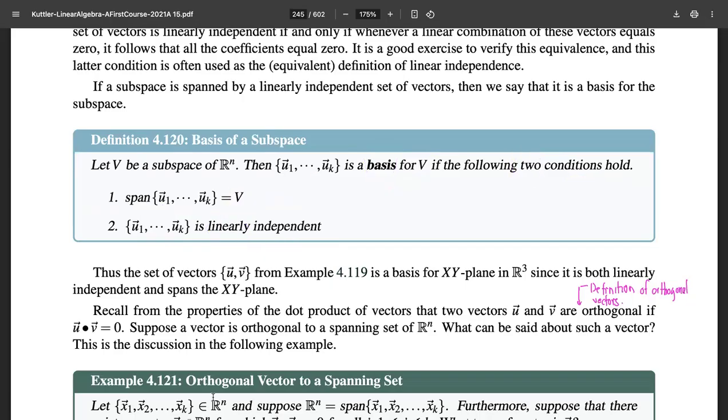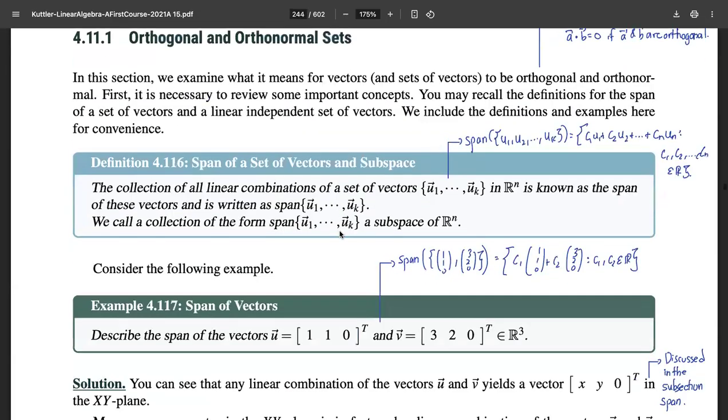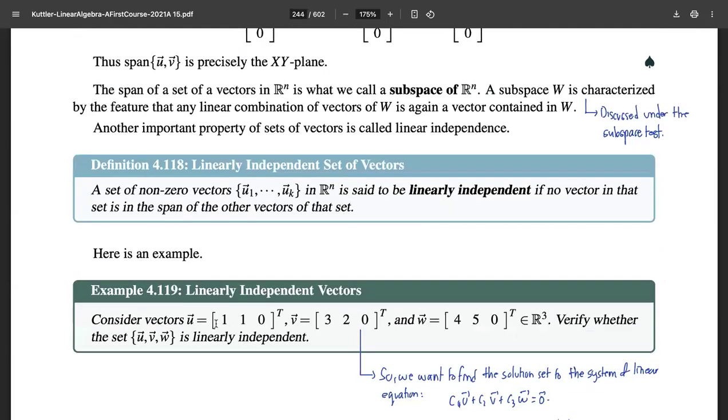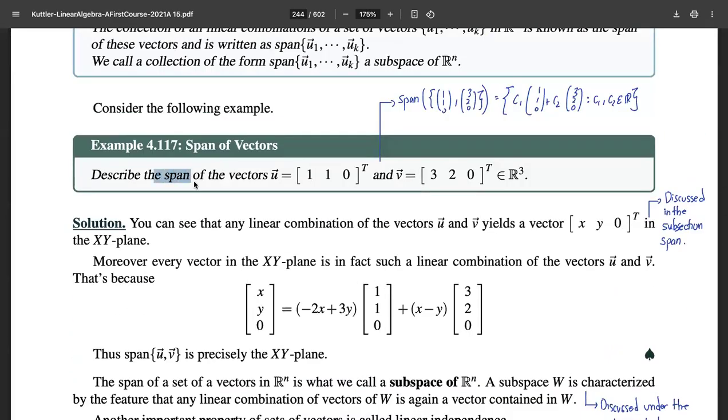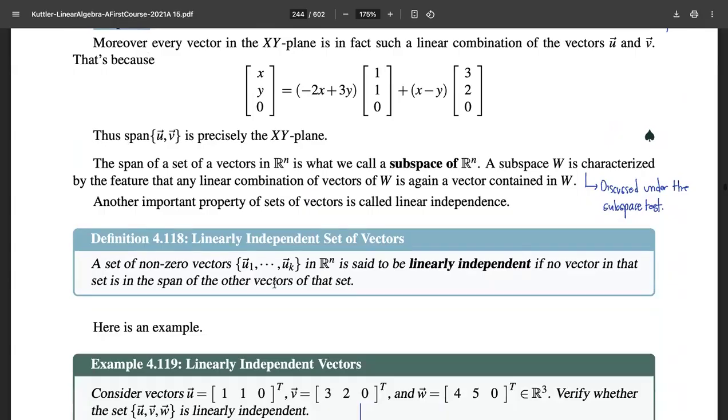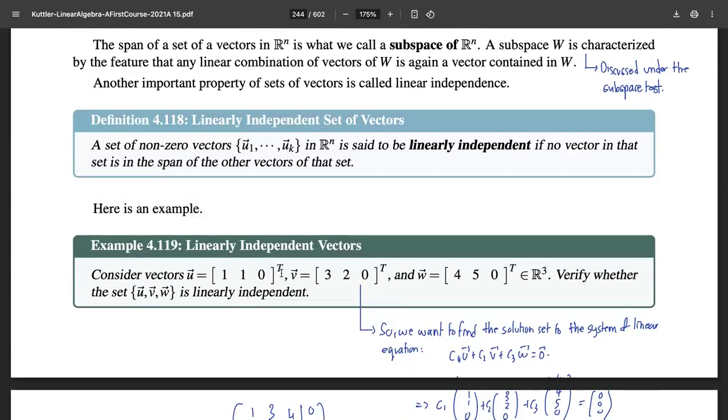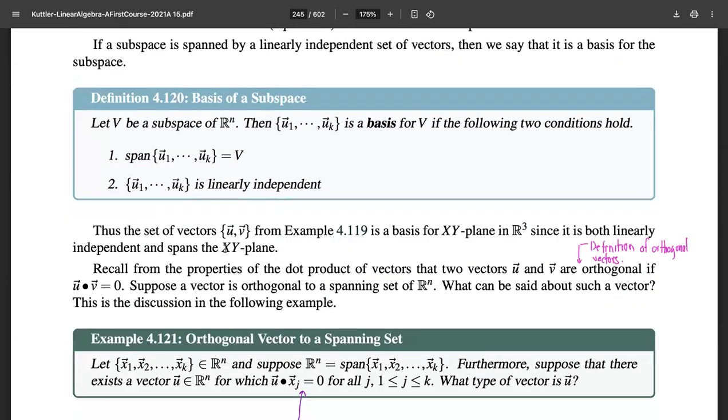So just as an example, the vectors from this example, we established that they're linearly independent, and they also span the xy plane. So these two vectors are going to be the basis of the xy plane in Rn.